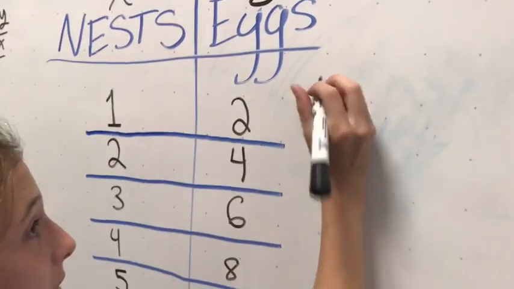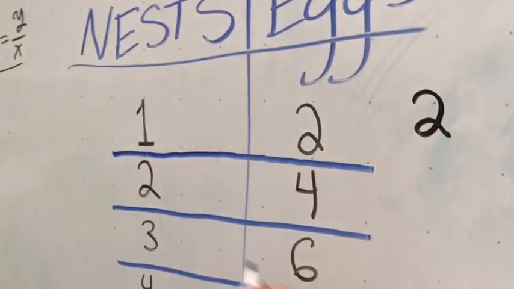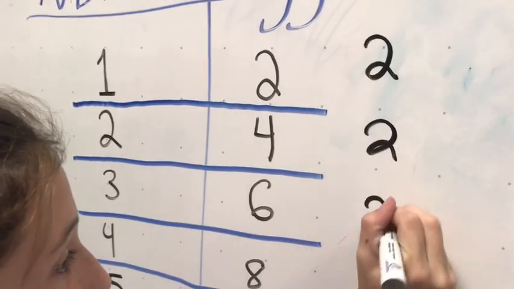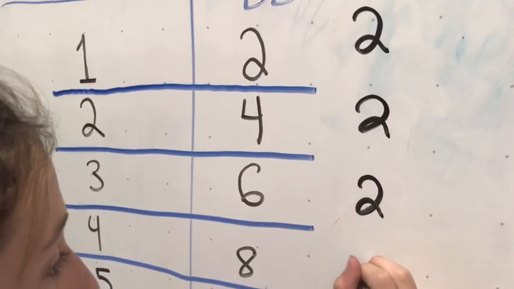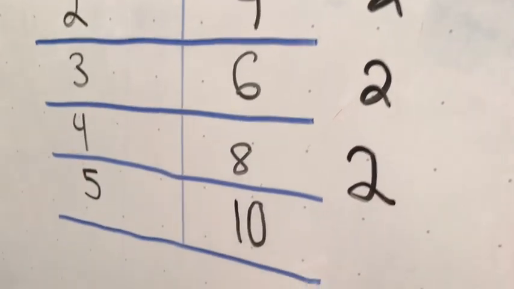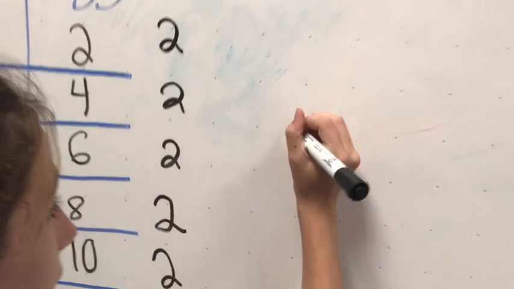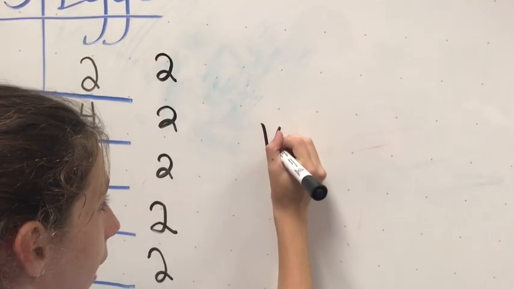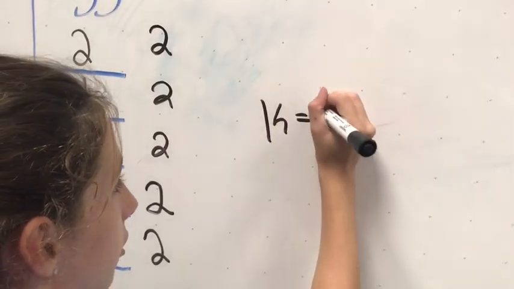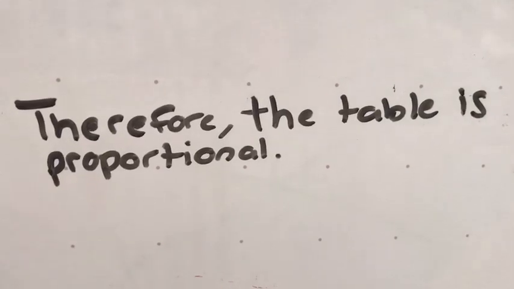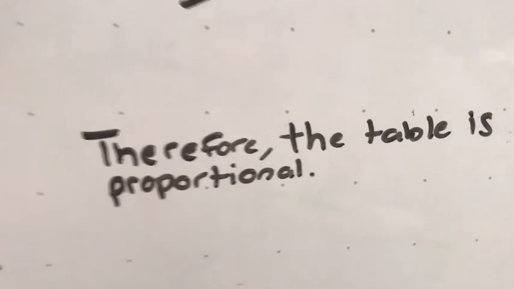2 divided by 1 is 2. 4 divided by 2 is 2. 6 divided by 3 is 2. 8 divided by 4 is 2. 10 divided by 5 is 2. Therefore, making 2 your k, your constant of proportionality. Therefore, the table is proportional.